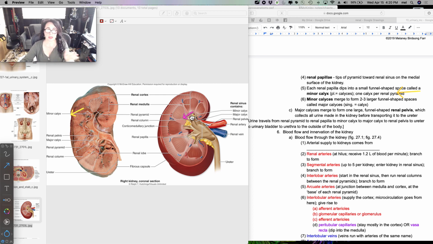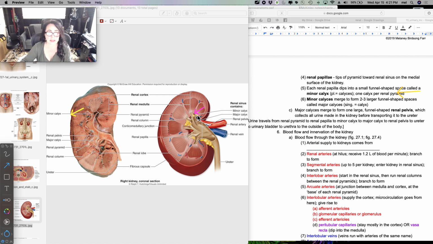So the tips of the pyramids go toward the medial surface of the kidney. These are called the renal papilla. Each renal papilla is actually surrounded by a cup. Do you see this little cup right here that surrounds the renal papilla? That is called a minor calyx. Minor meaning small, and calyx means cup. Plural is calyces. So each papilla right there dips into a minor calyx. So there is one calyx per pyramid.